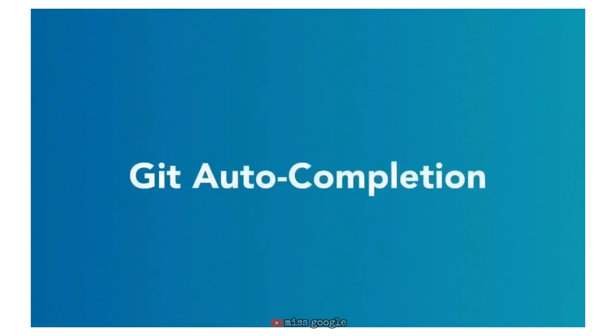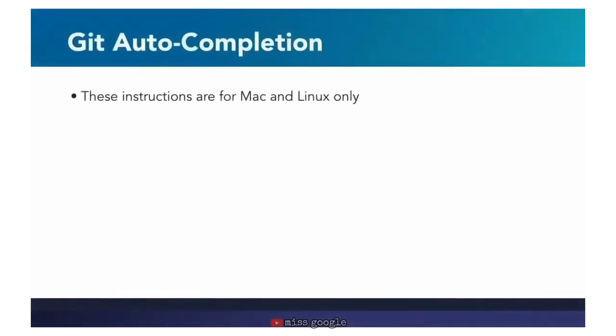In this movie, we're going to learn how to install a very useful feature in Git called auto-completion. Now, the instructions I'm going to give you for auto-completion are for Mac and Linux only. And the reason why is because Windows should already have auto-completion installed and ready to go.